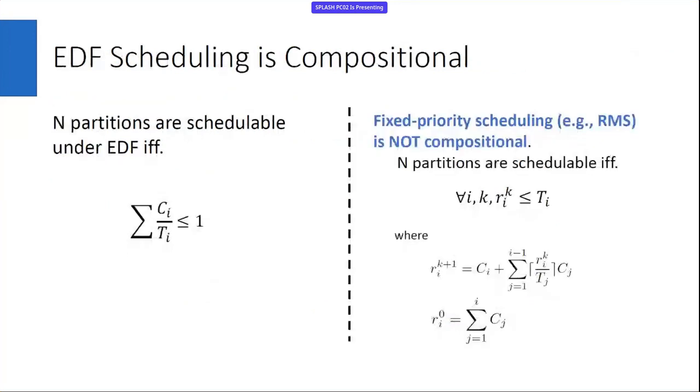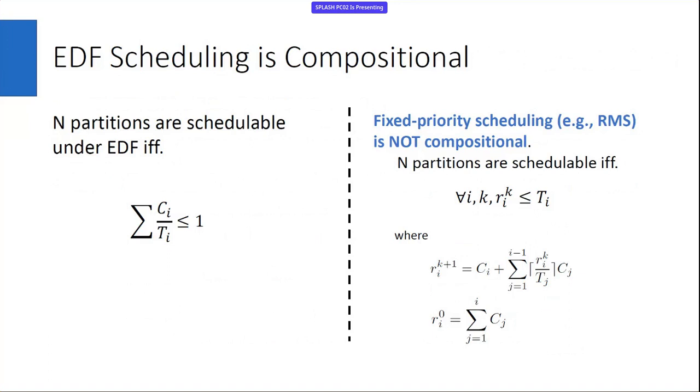So if you actually want to use a partition scheduler, ideally you want an EDF scheduler because the EDF scheduler has this compositionality property. That is, you don't need to know what other partitions' periods or other tasks' periods are. You only care about the utilization. So if your period is Ti and Ci, you only need to calculate Ci divided by Ti, which is the utilization.